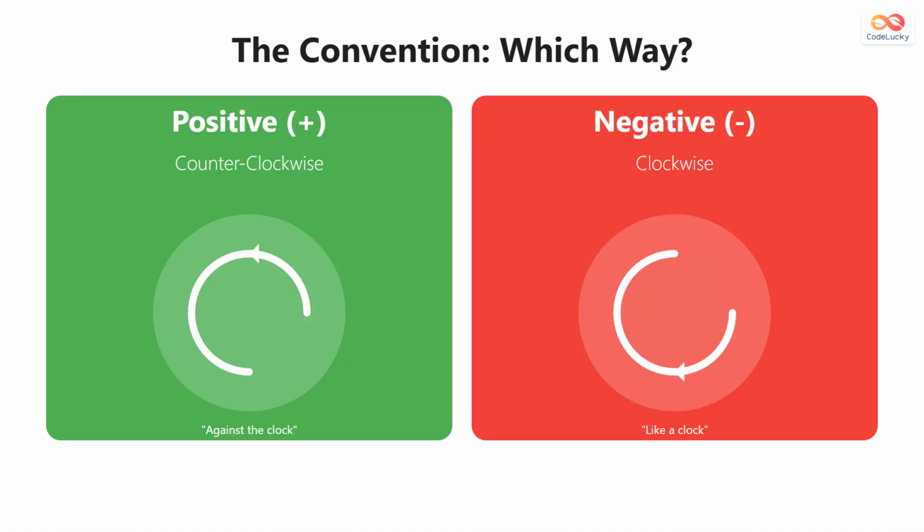Here is the most important rule to memorize. Which way do we turn? If the angle is positive, we turn counterclockwise, against the direction of a clock's hands. If the angle is negative, we turn clockwise, just like a clock.